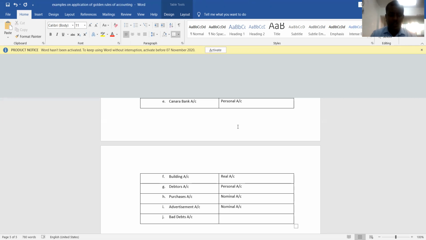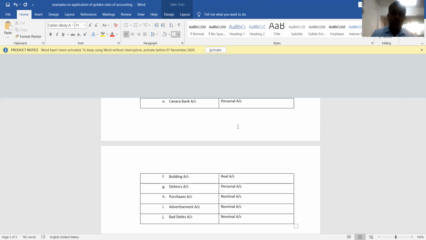Next one is bad debts account. Bad debts are a loss. What is the meaning of bad debts? It is the debt which we cannot recover, the irrecoverable debt. We sell goods to customers on credit basis, right? Some people won't pay the money at all. They are called bad debts. So bad debts are nothing but loss. Loss belongs to nominal account.